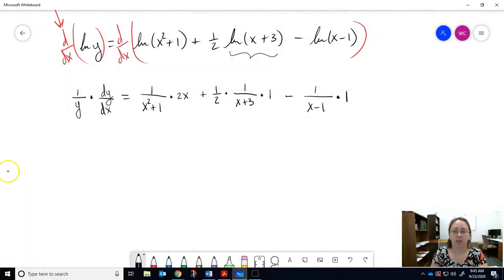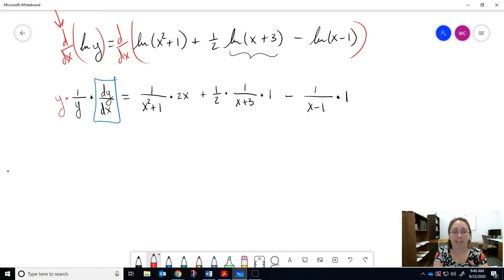So let's keep working this out. Just clean it up. Our ultimate goal is to find dy/dx. So let's just get dy/dx by itself by getting rid of the 1 over y. How would I get rid of 1 over y so that dy/dx is by itself?